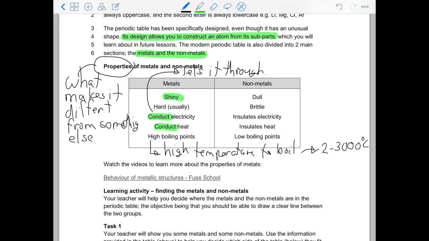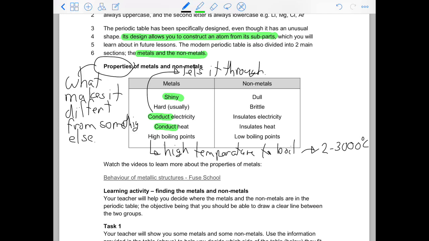All right? Whereas non-metals tend to have very low boiling points. If you think about the gases around you, oxygen, carbon dioxide, nitrogen is in the air as well, it's already boiled at a very low temperature, so it's already a gas. So that's comparing the metals to the non-metals. So we said metals are shiny, non-metals tend to be very dull.